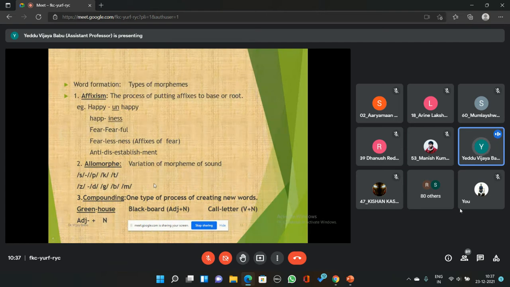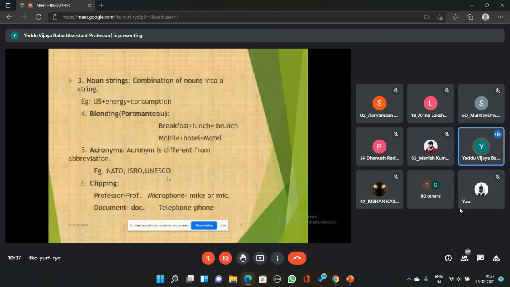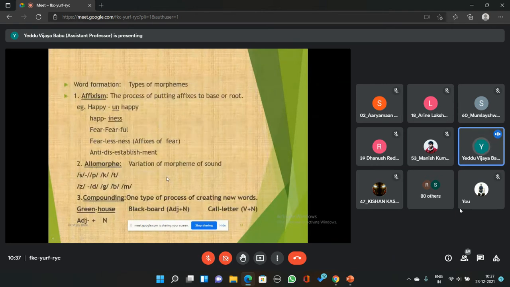The third form of word formation, the basic form of morpheme, is compounding. Compounding is quite interesting to know, how it becomes a word by combining parts of speech. Sometimes noun and noun, sometimes adjective and noun, sometimes verb and noun. It can be of any type.